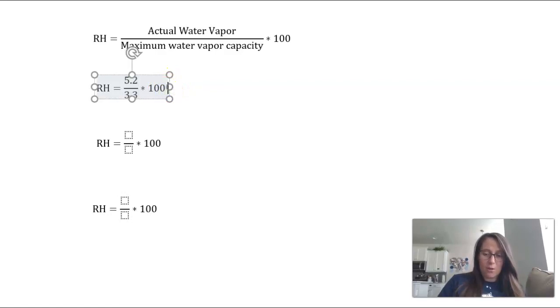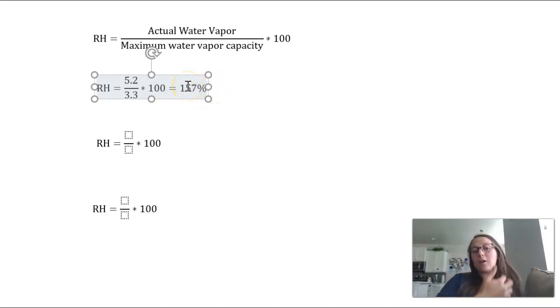So the value that we end up getting here is 157%. And that's going to be a percentage because it's relative humidity. So it's incredibly humid. Because the humidity is greater than 100%, that means that it's fully saturated, and that means that it's probably raining or snowing or hailing or some sort of precipitation is taking place.